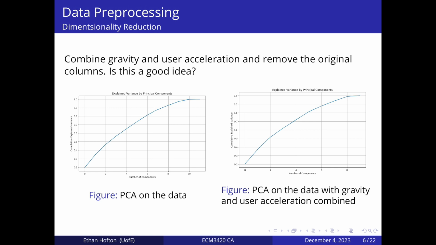Is combining the user acceleration and gravity acceleration a good idea? On the original dataset of 12 features, using PCA we can see that the total explained variance of the first 10 principal components is 100%. This means that 10 features can be used to represent the data, making 2 features redundant.